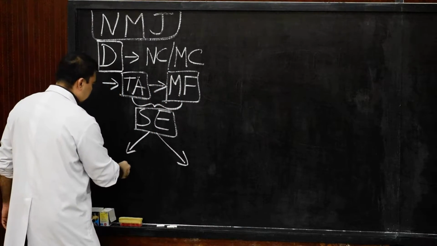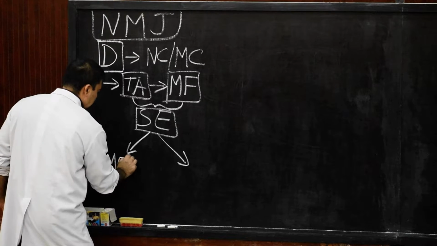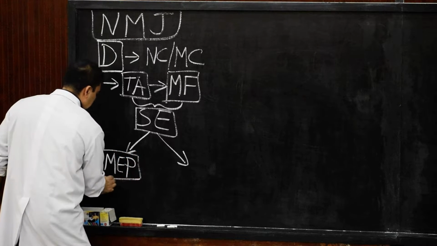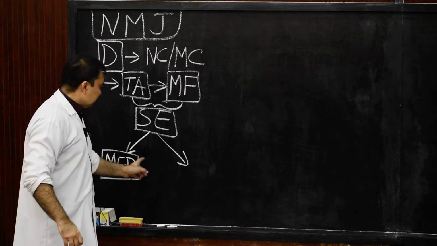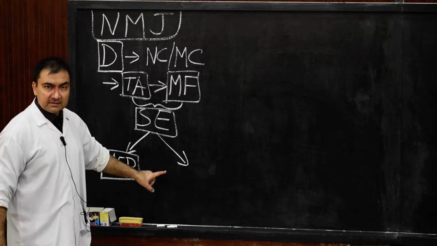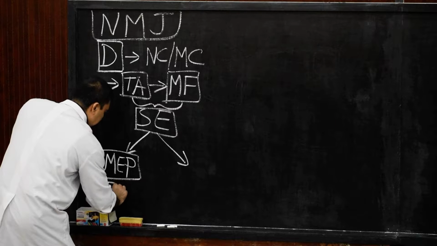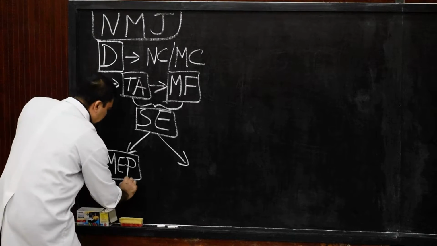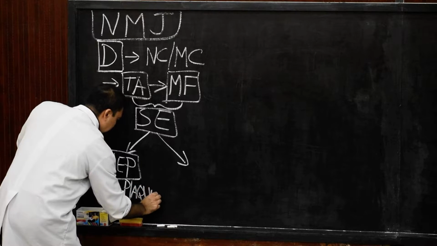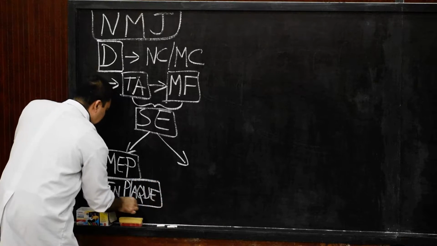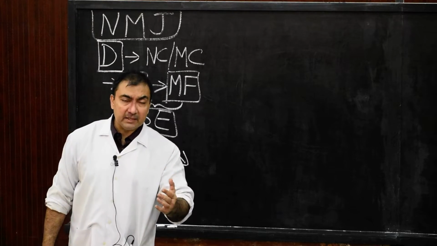What are those two categories? Number one, the first will be the motor end plate. Please note down the other name of motor end plate, because these questions are usually asked in 1 mark question answers or in MCQs. They are also known as the end plaque, P-L-A-Q-U-E, end plaque terminals. They are motor end plate or end plaque terminals.